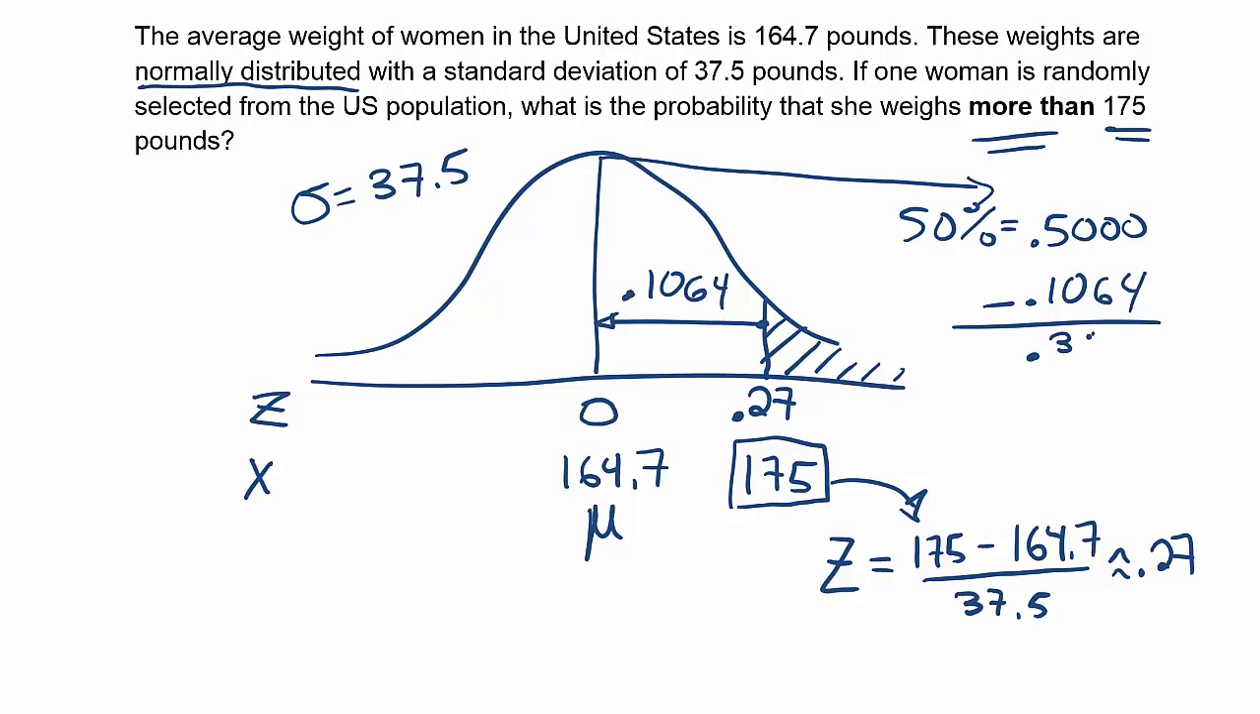So 0.3936 or 39.36%. And that makes sense, of course, because this is about 11%. So we should have about 39% in the shaded tail that we're looking for, right? So this is the answer that we want. About 39% of women in the United States are heavier than 175 pounds.